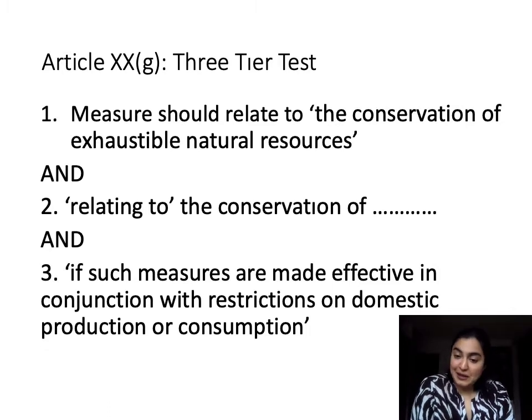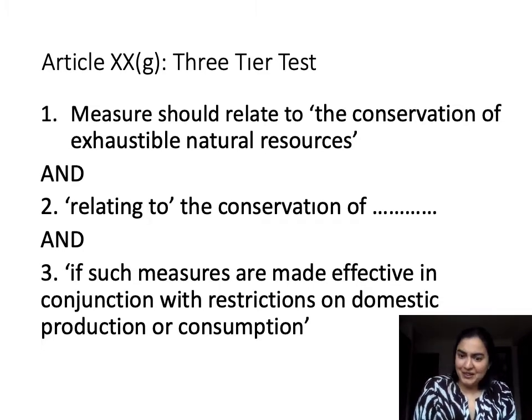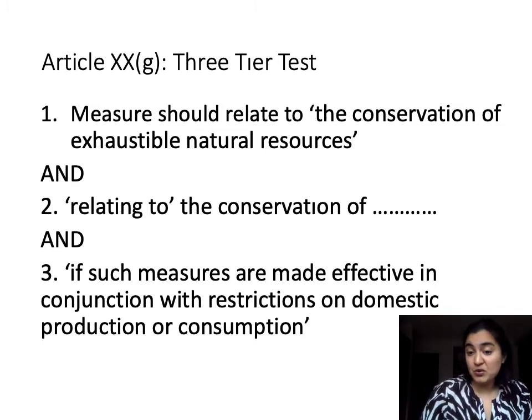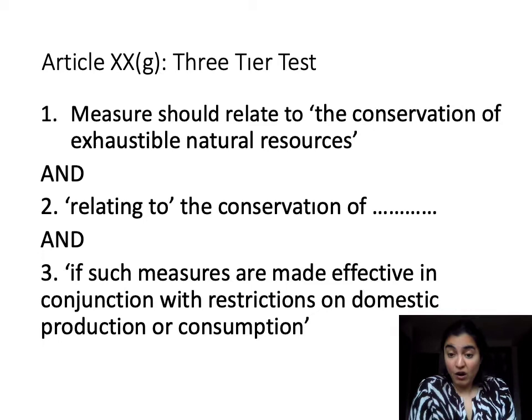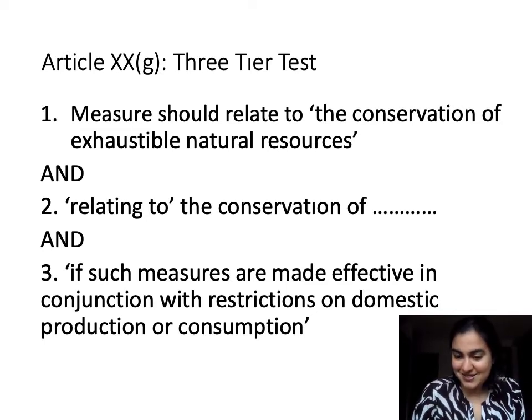And you might see a clear overlap in these three exceptions. Public morals have a clear overlap with Article 20B that you have seen in the EU seals case. And even Article 20G has an overlap with 20B and 20A, don't you think? Because conservation of exhaustible natural resources could amount to a public morals concern, or it could also amount to protection of life or health of animals or plants. Plants are exhaustible natural resources.